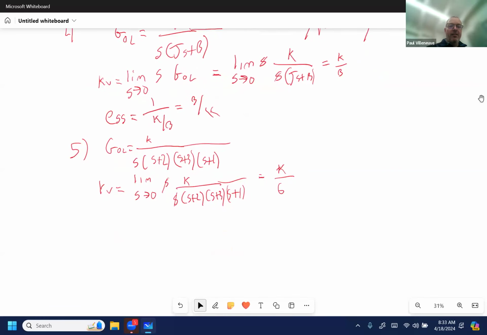And now what I said is make sure that ESS is equal to 3 or no greater than 3. So ESS, which has to be less than or equal to 3, is going to be less than or equal to 1 over K over 6, so 6 over K. And when you solve for that, K has to be greater than or equal to 2. And that was it.